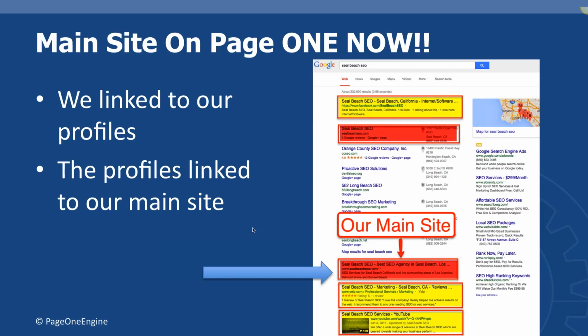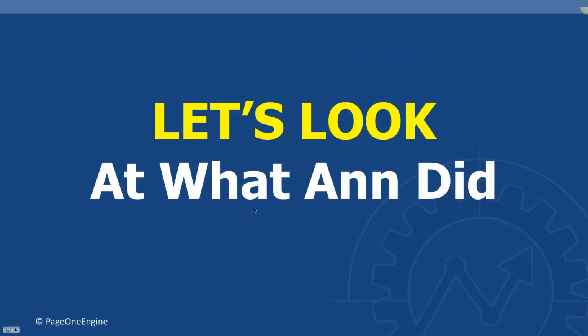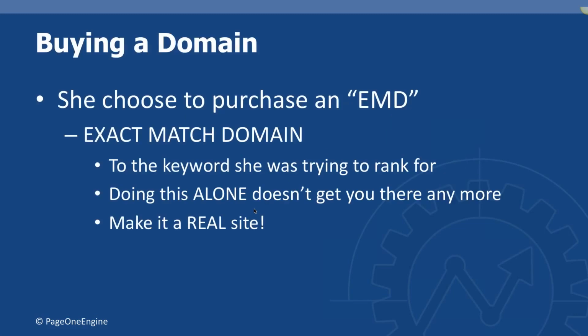Now, we're talking about a local site, so yes, it's a little bit easier. But just imagine, you could do this for any keyword, really. Maybe not the maps thing, but the principle is the same. I'm just using this as an example. So let's look exactly at what Ann did. She did buy a domain, and she chose to buy an exact match domain.